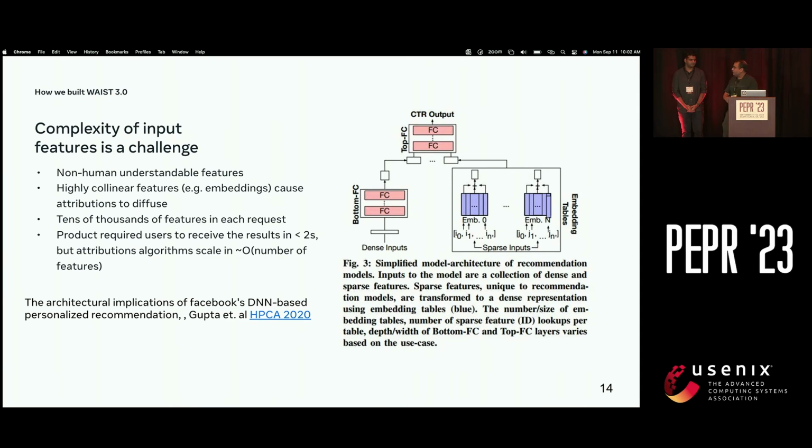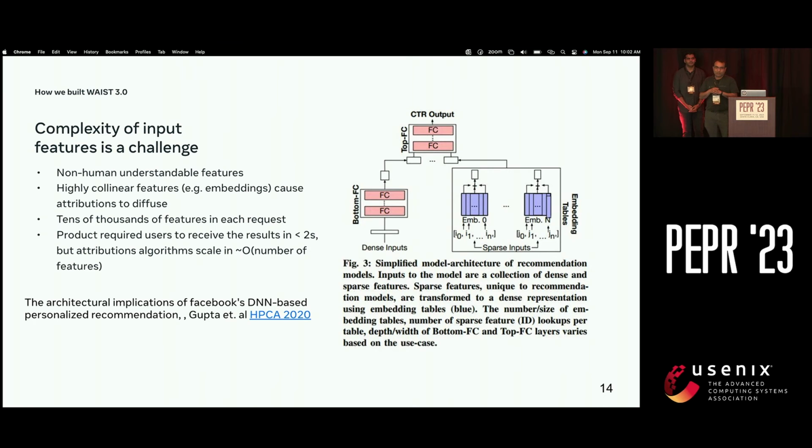So the second big challenge we have is the complexity of the input. On the right-hand side, this is how our recommendation system looks. This is a paper which was published a few years back. Our machine learning models use different types of features, what we call dense features, which are floating point numbers. We also use sparse features, which is actually an interaction of a user with a particular page or an ad. And some of these sparse features get compressed into embeddings, which is a continuous representation of the sparse features.